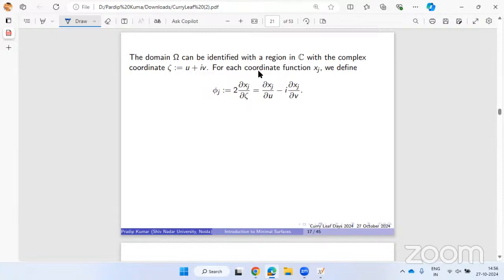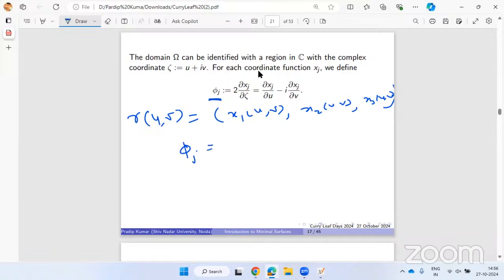You define. See, what was R? What did you have for R? R was x1 UV, comma x2 UV. I am writing this again and again, but let us remember this: R equals x1, x2, x3. Now define this phi j. Phi j is mapped from where to where? Phi j is mapped from omega to the complex plane. This is the phi j map. Omega is a subset of C.